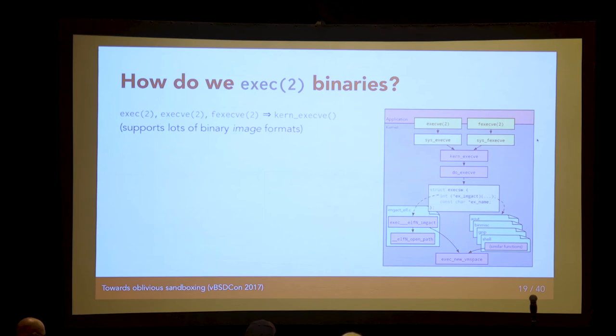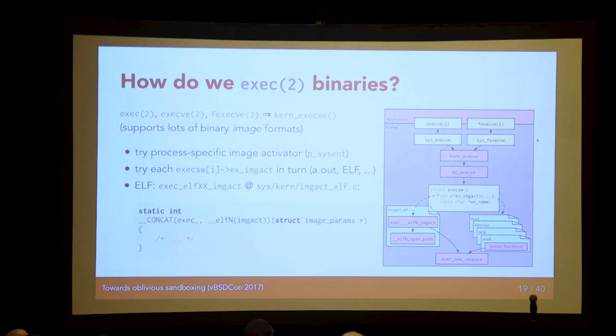So there are a couple of different things that are going on here. When we exec a binary, whether using exec, execve, fexecve, all these things end up in this current execve function, which calls doExecve. And that is going to try out a bunch of different image activators, depending on what kind of image this is. Is this an ELF binary, an a.out binary? Is it a shell script? So we're going to try each of these ones in turn. And then eventually, we get down into some kind of a function, like if this is an ELF binary, some kind of a function called exec_elf_imgact something, something, something.